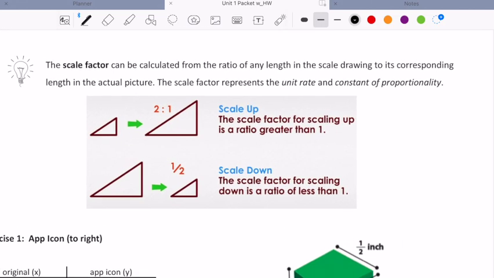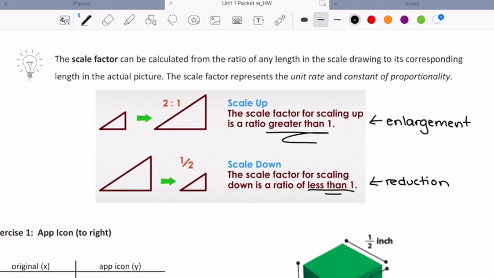So our scale factor can then be calculated from our ratio to its corresponding length. The scale factor represents our unit rate and our constant of proportionality. With our scale drawings, we talked about 2 types of scale drawings. One is an enlargement and one is a reduction. If our scale factor is greater than 1, then that is when we have an enlargement. If our scale factor is less than 1, that is when we get a reduction or a smaller version of what we started with.